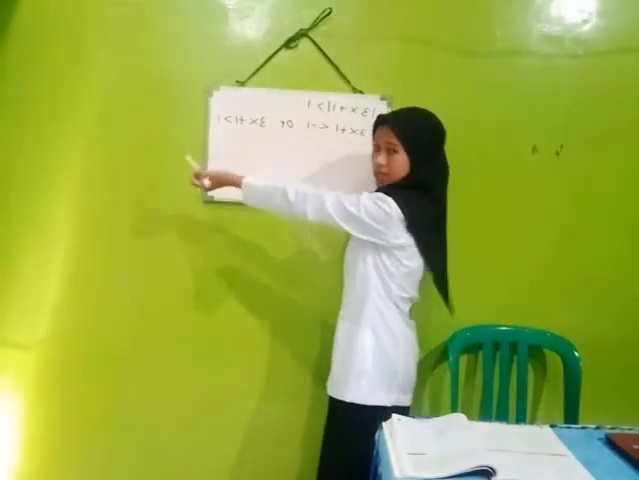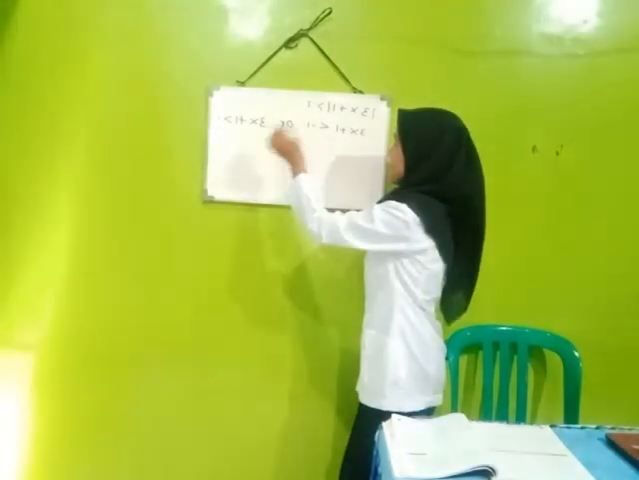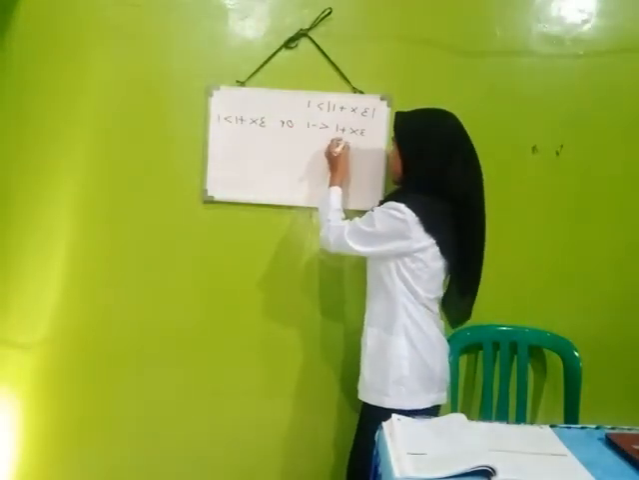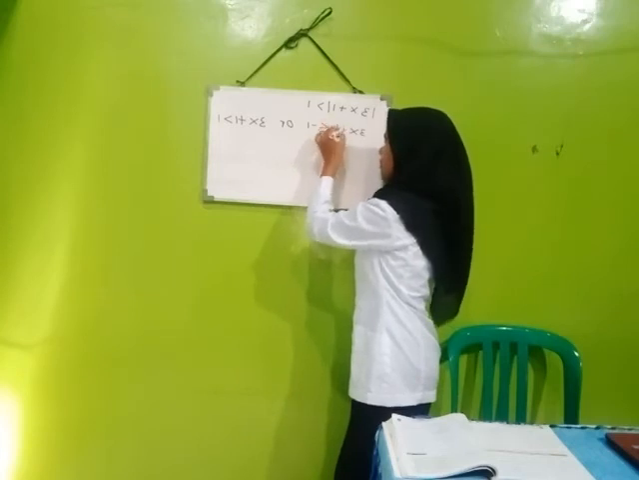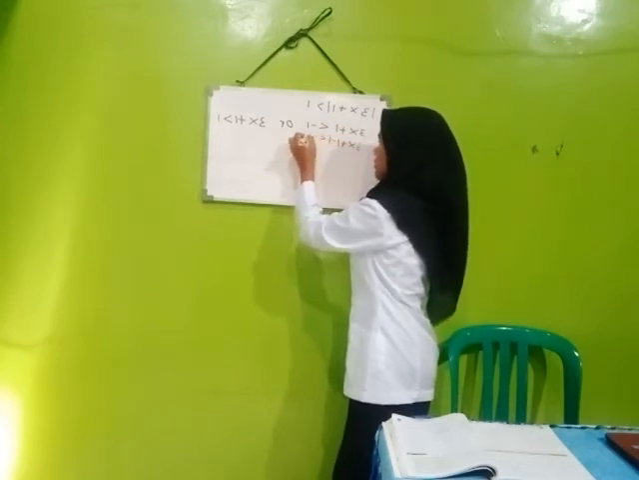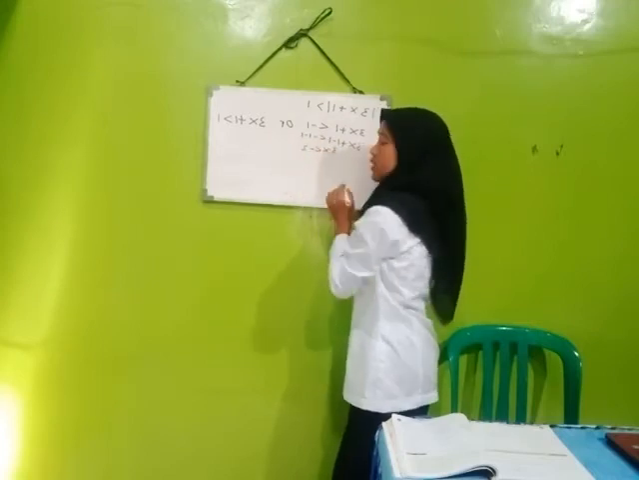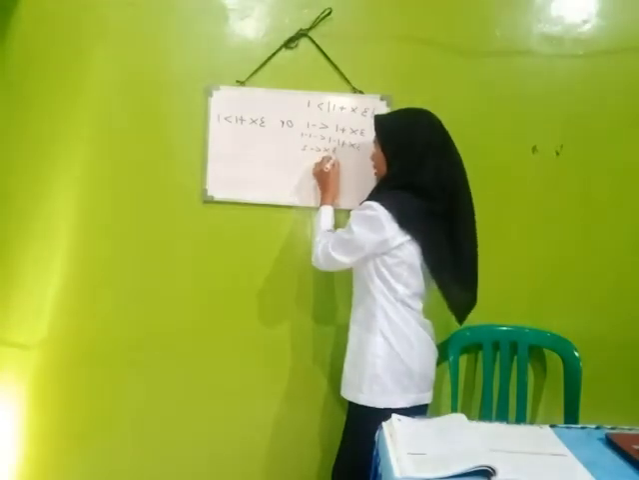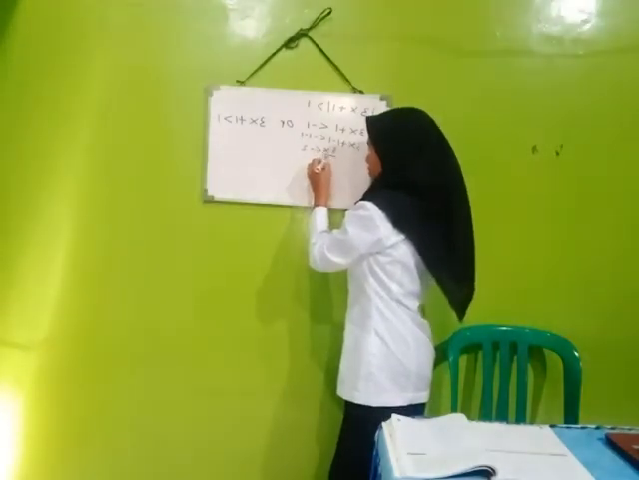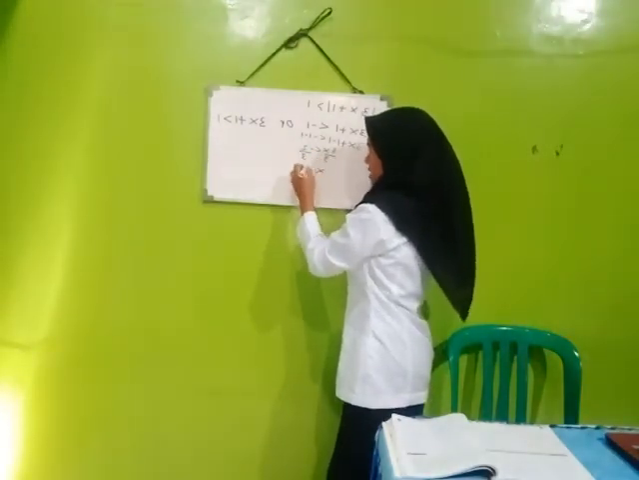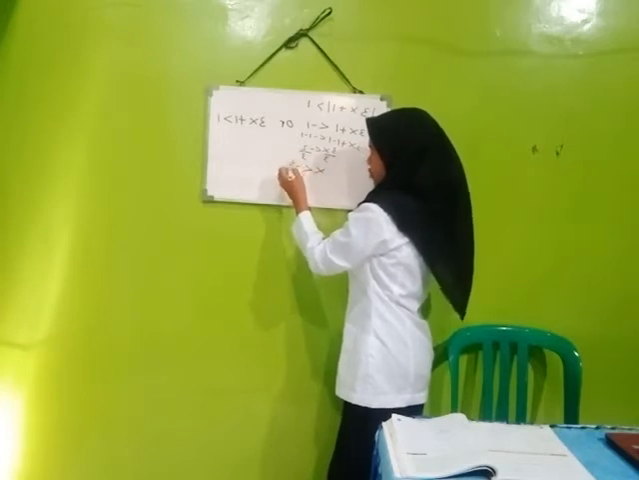Yes, like that. After that, we solve this equation. We will remove plus 1 here, so we subtract 1. 3x equals minus 2, and then we do division for both, and then we get x equals minus 2 over 3.